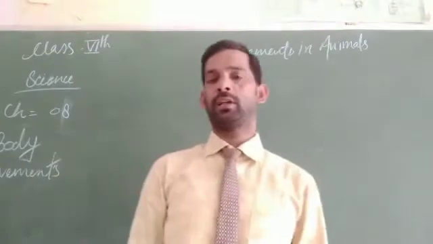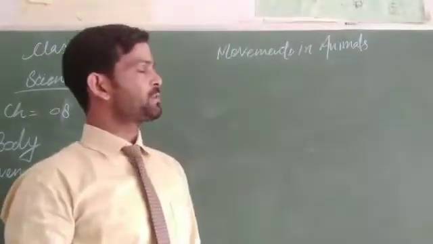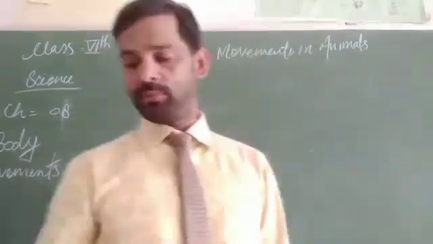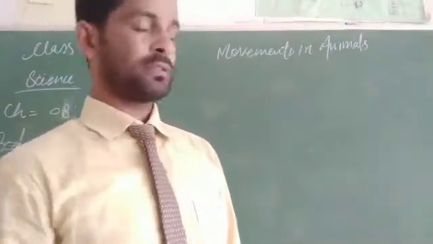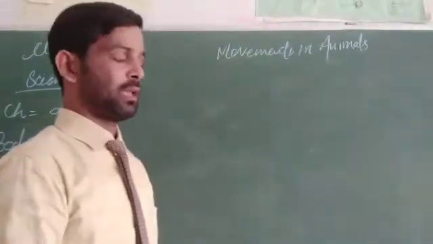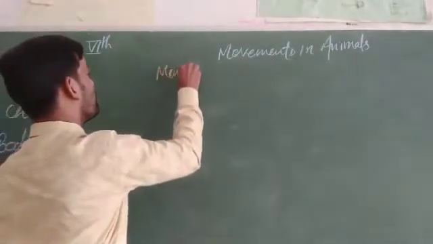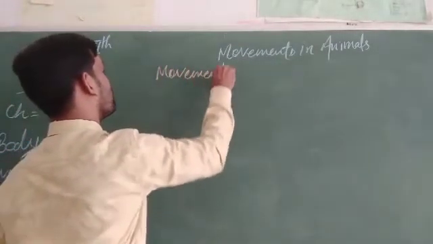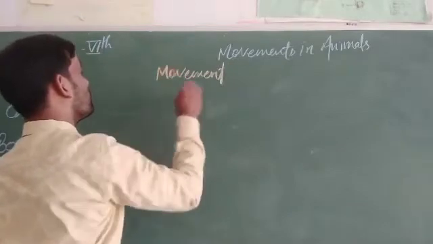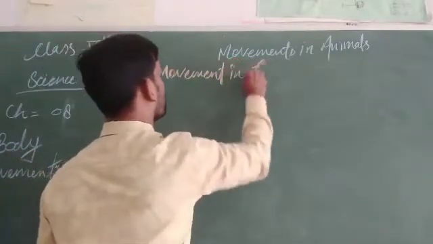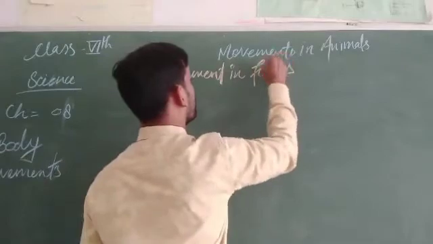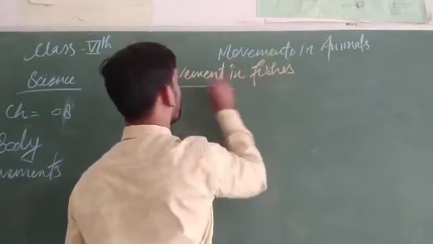On that behalf, here are the different types of animals in which you can observe movement. First one is movement in fishes.